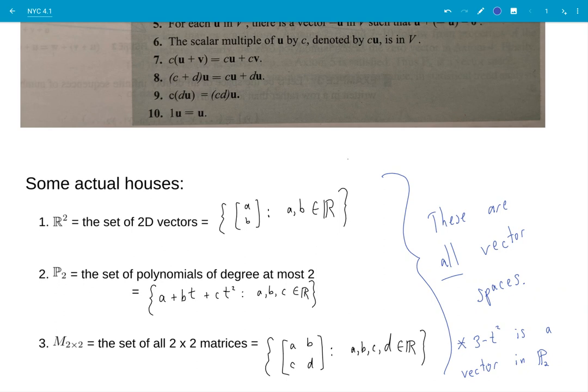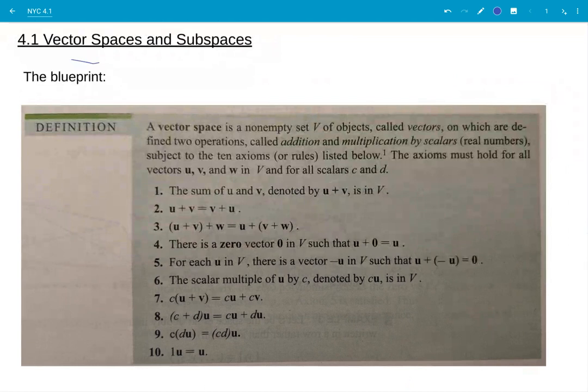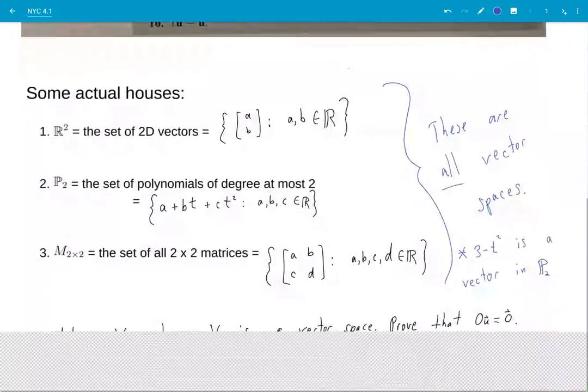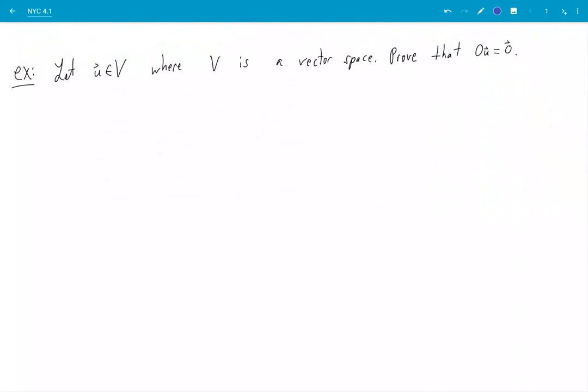This is sometimes an abstract topic, and I think most people prefer to stay in the land of actual houses. But we're going to be asking you to spend some time in the world of a blueprint. For example, let's do some blueprint questions. Copy this one down.